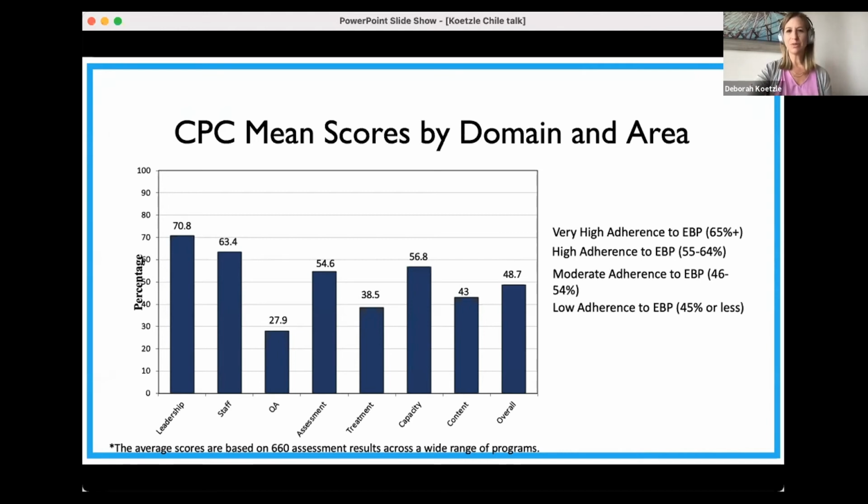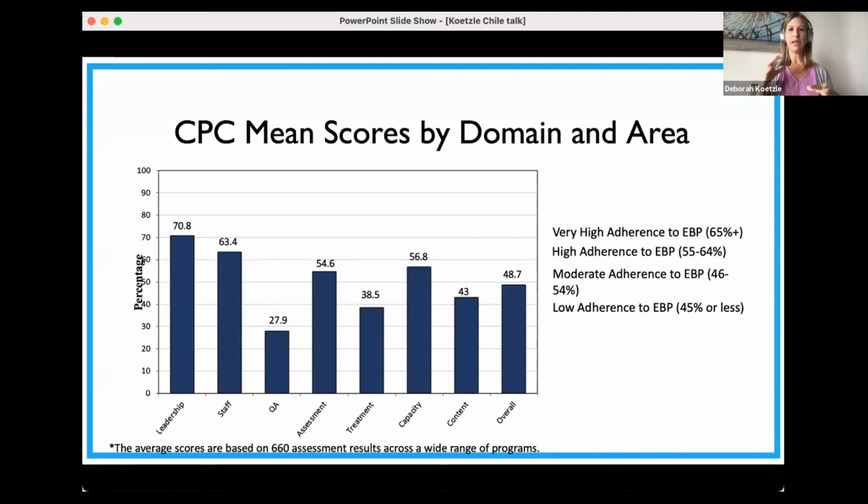But here we see the overall results, and you'll see that overall, across these 660 programs, the average score or the average rating is about 49%, which is rated in the moderate adherence to EBP. So our programs are doing okay, but they should be doing a lot better. You'll also see that our scale is sort of shifted downward. If we're thinking about percentages and grading, and if I got a 65% in school, I would have been in a lot of trouble. But 65% here is considered to be very high adherence to evidence-based practice.